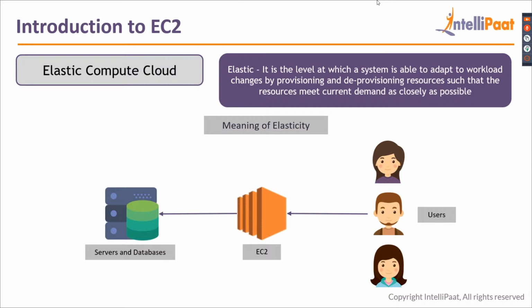So you can see this image over here. There are users, there is EC2, and there are servers and databases. So basically, in your PC, right now you might be watching this on a smartphone or on your PC. If it is on your PC, you can even access AWS through mobile, but it's better to use your PC.